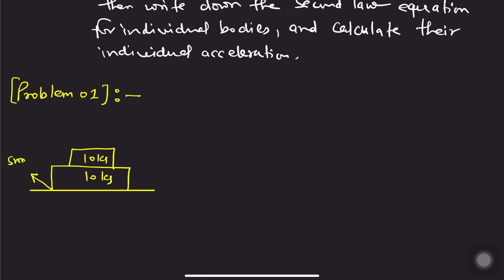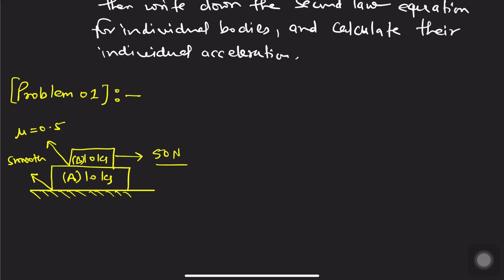Okay, this is smooth, and this is given mu is equal to 0.5. And they are saying that on the upper block there is a 50 Newton force applied. Between the ground and the 10 kg block, the lower block, I'm calling this one block A, and this is block B. So block A and the ground, there is no friction.